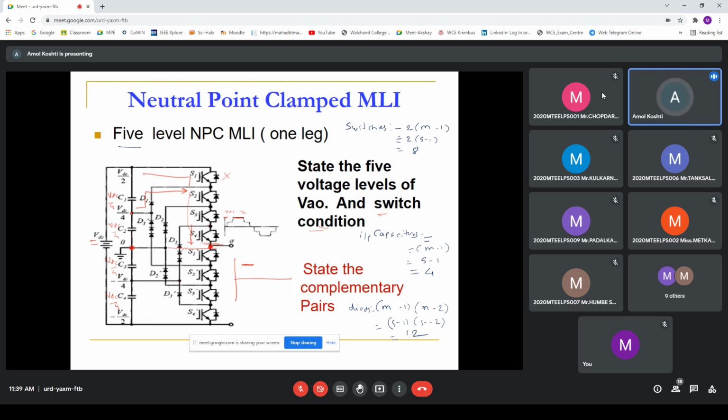It means only this C2 is coming across the load. So C2 means what? VDC by 4. So this much value of voltage will be produced. That is VDC by 4 here. VDC by 4 voltage is produced there.